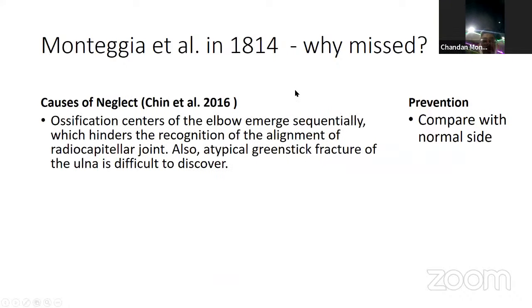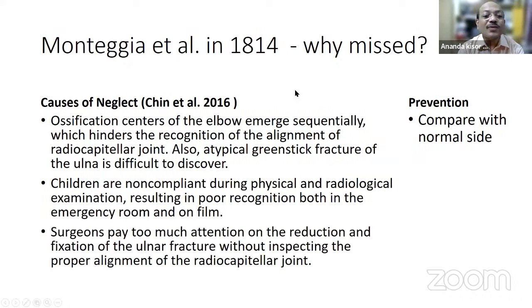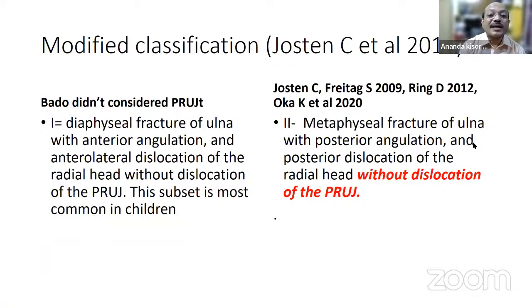Now, this is the theory of why it is neglected, because of the abnormal growth plate. The recognition is very difficult, and most of the surgeons are very much concerned about the ulnar side, so it is very difficult to identify. Now, there is another point about the Bado classification. Another classification is going on. So if we classify this, we should not miss the proximal radioulnar joint dislocation.